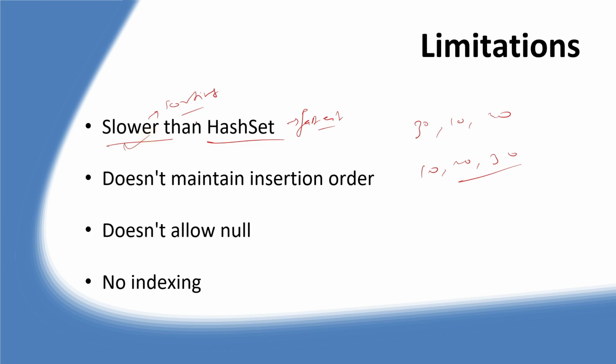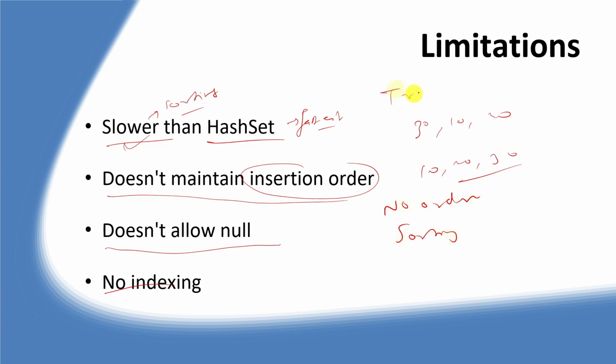And it also does not support indexing. It does not support index-based operations. That's why no indexing. And it does not allow null values. And also no ordering. It does not maintain insertion order. For TreeSet it is no ordering, but it will provide sorting. This we have learned for TreeSet. So these are the limitations of TreeSet.